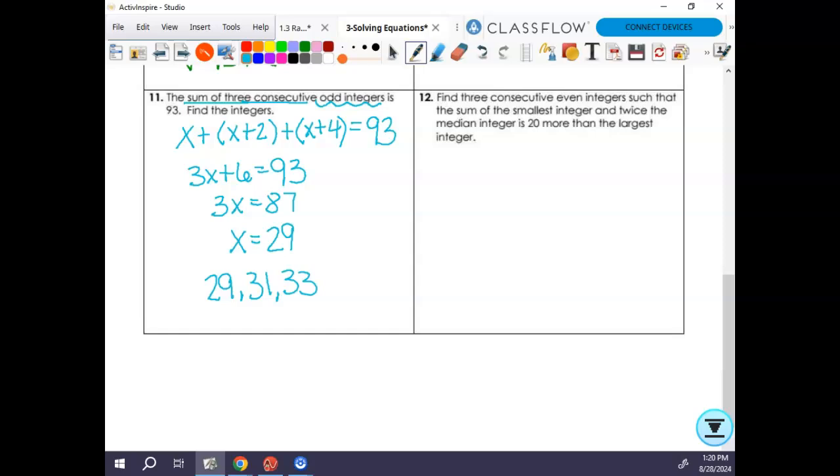See if you can write out 12. You got to try it. You got to write something down. Get something out of your brain.